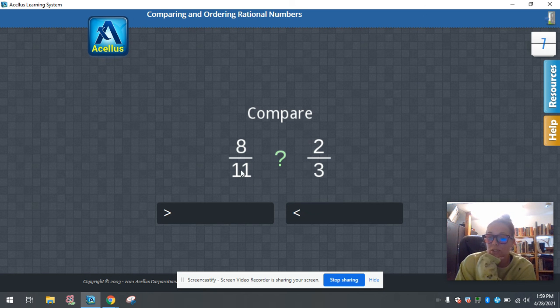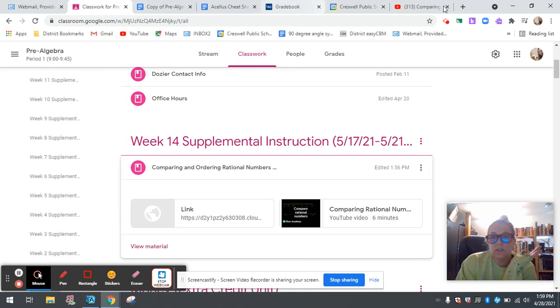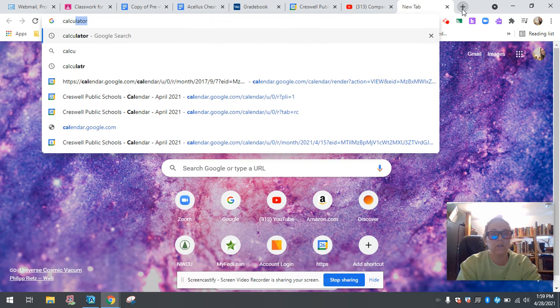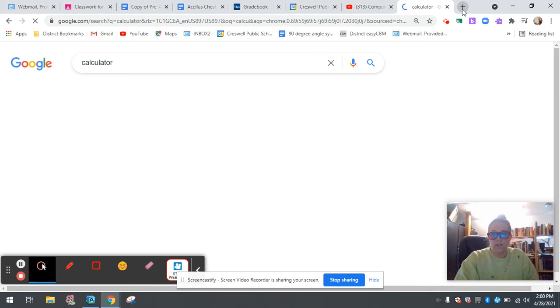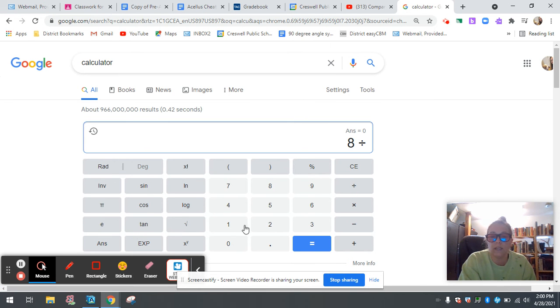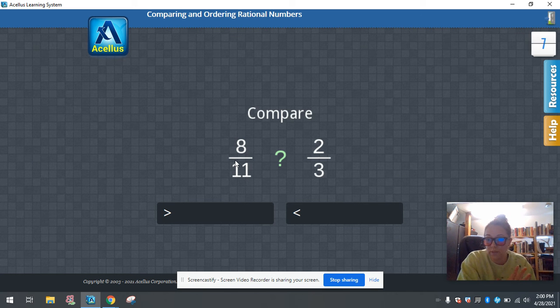To turn a fraction into a decimal, remember fractions are division. So to turn 8/11ths into a decimal, I'm just going to go to my calculator, Google calculator, and put in 8 divided by 11. When I do that, I get 0.72 repeating. Okay, so that one's 0.72 a whole bunch of times.